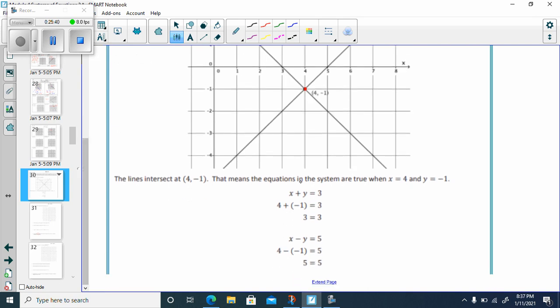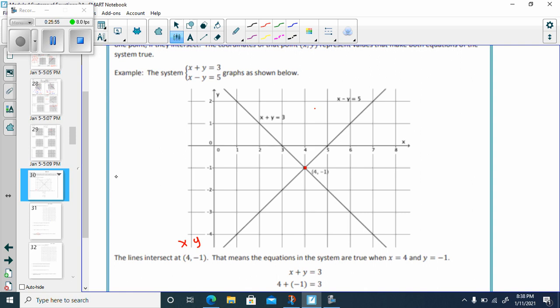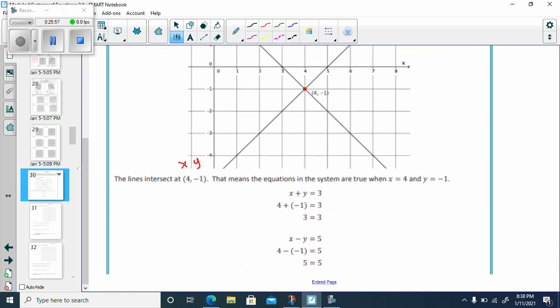How can we prove that it's a solution for each one of those equations? How can you prove 4, -1 is a solution? You can substitute these x and y in, can't you? If I have the equation x plus y is equal to 3, that's this line. If I plug in my 4 for my x and my -1 for my y, 4 plus -1 is 3. If you solve that, 4 minus 1 is 3, equal to 3, okay? So that proves that 4, -1 is a solution for this line.